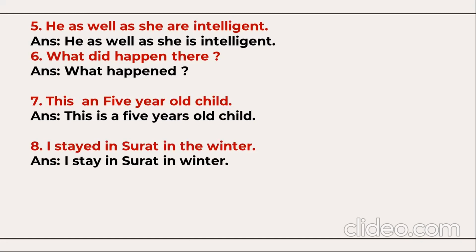I stayed in Surat in the winter. So we don't use article the before the names of the season until they are the specific season. For example, winter of 2019. Then we can say the winter of 2019. So it's a very non-specific season here. So we don't use articles before the name of the seasons. So, I stayed in Surat in winter.